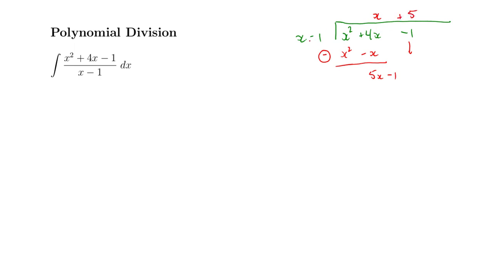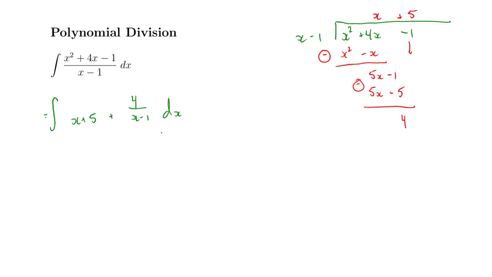We have to multiply x by 5 to get 5x. So we'll do that. We'll make sure we do the distributive property and multiply everything. And remember, we're subtracting. So we have negative 1 minus negative 5, which is negative 1 plus 5. So this is a remainder of 4. And so what we can do is write this fraction as x plus 5 plus 4 over x minus 1, this fractional part.